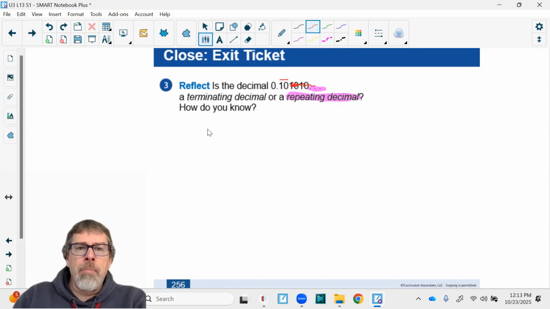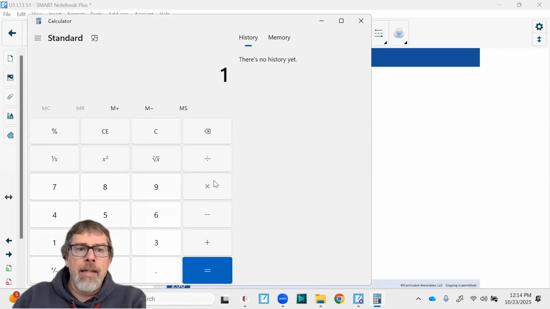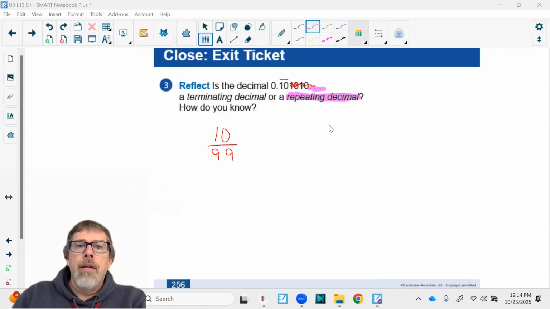And we have a rule in math that says whatever portion repeats, which is the 10, you put over 9s with the same number of digits. Well, there's 2 digits in 10, so you put that over 99. So I'm going to show that to you in the calculator. I'm going to take 10 divided by 99. And I should get 0.101010, and I do. Okay? So there's a little trick. Whatever repeats can be put over 9s with the same number of digits.